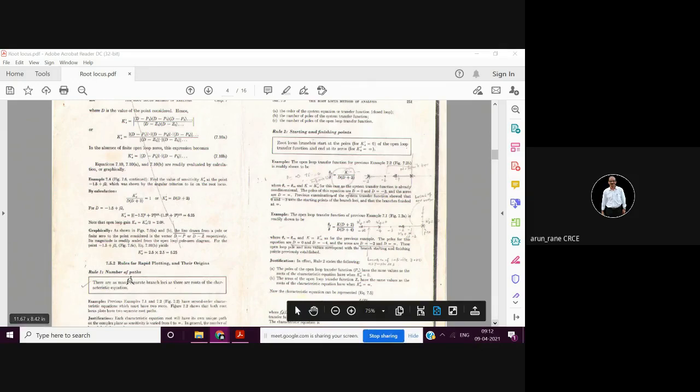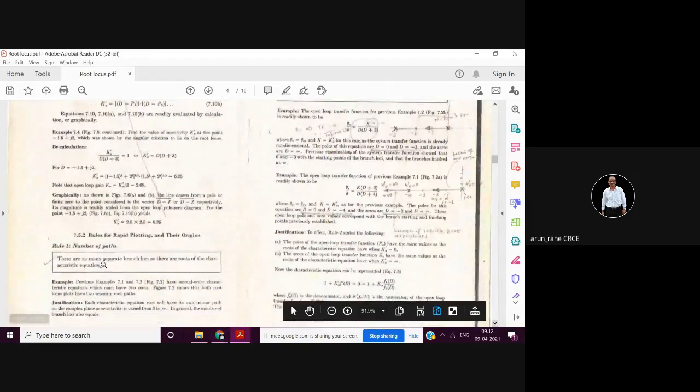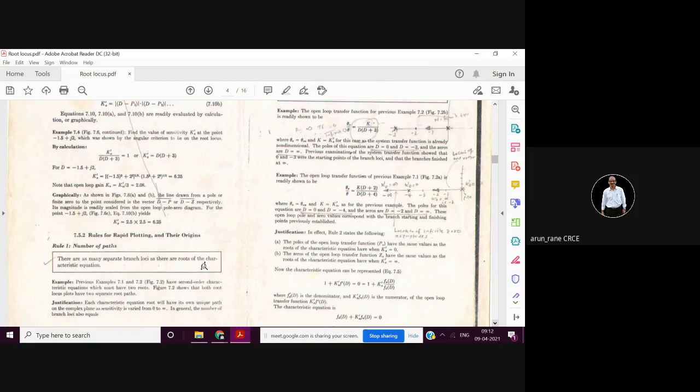So rule number one is the number of paths. Slightly zoom it. This is rule number one, that is, number of paths. What it says is, there are as many separate branch loci as there are roots of the characteristic equation. That means if there are two roots, there will be two paths or two branches. If there are three roots, then there will be three branches.